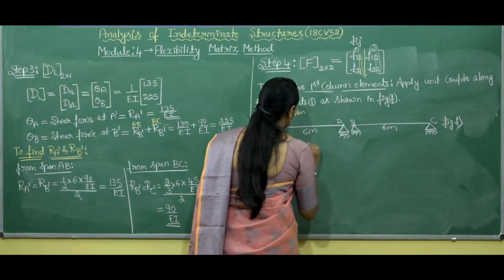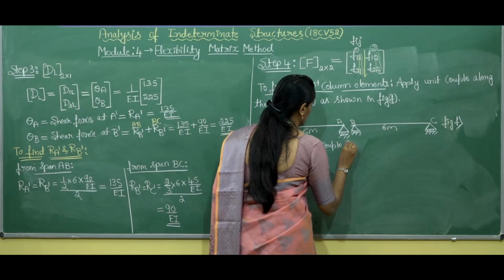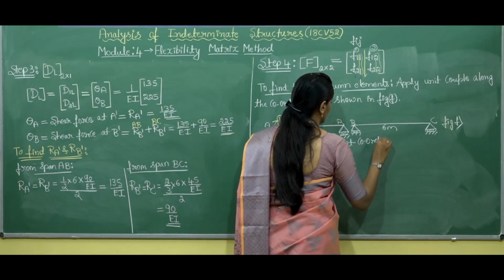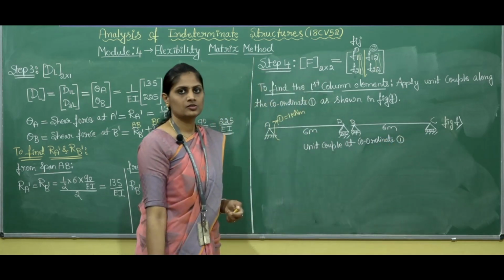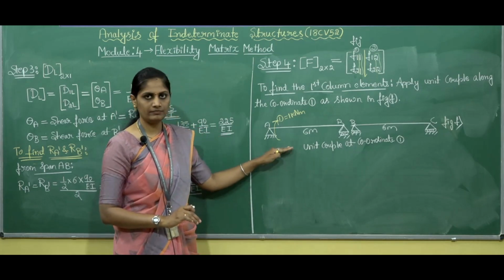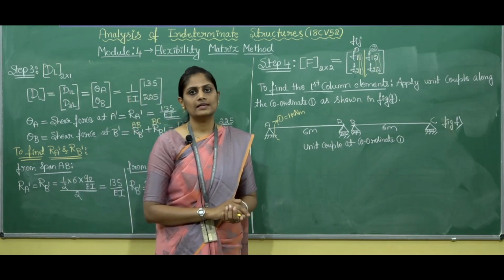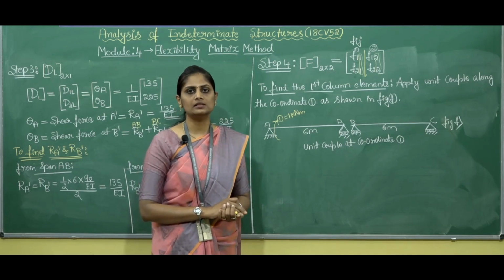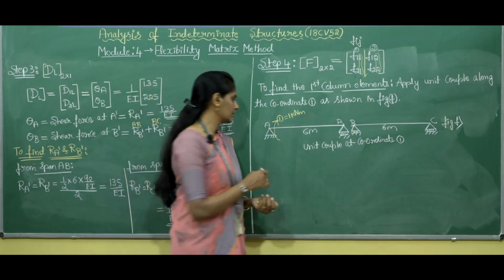So this is unit couple at coordinate number 1. Then we need to draw the bending moment diagram for this particular beam and we need to load that bending moment diagram on the EI diagram to get the M by EI diagram, and then we treat that M by EI diagram as the conjugate beam.